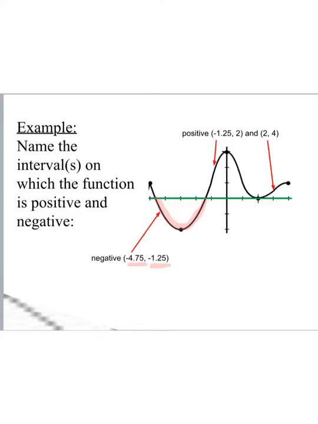The positive side of the graph is where it is above the x-axis, and we have two parts on this. We have this part that goes from there all the way over to here, so that's from negative 1.25 to 2. But then it does go down and hit the x-axis, so we can't include that as the positive, but then we've got this part here from 2 to 4.